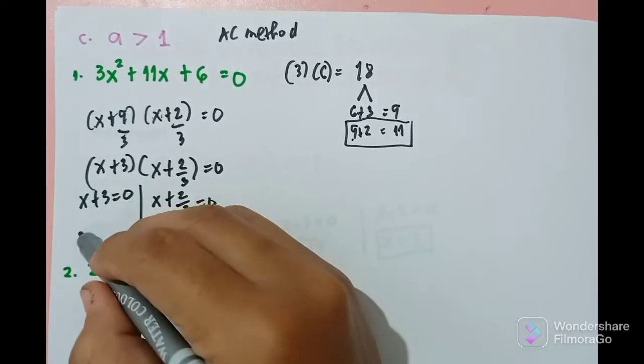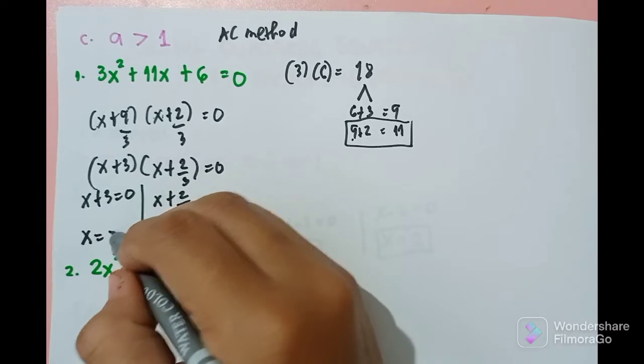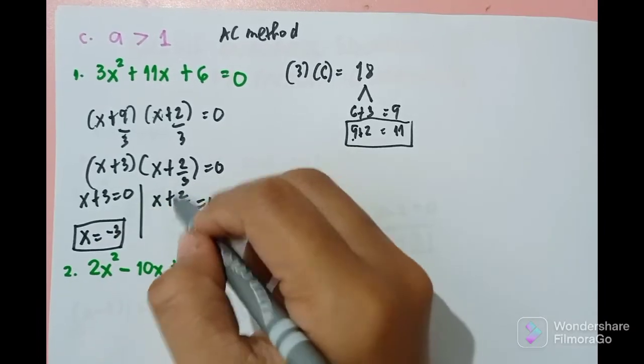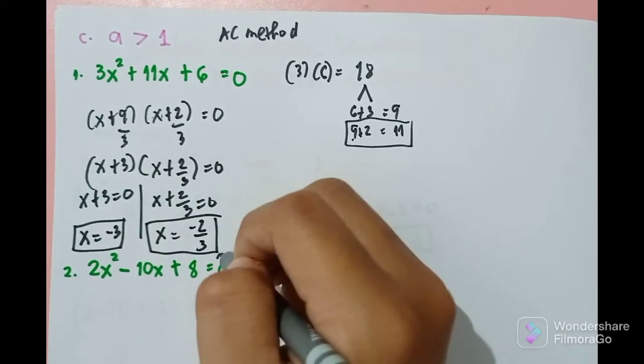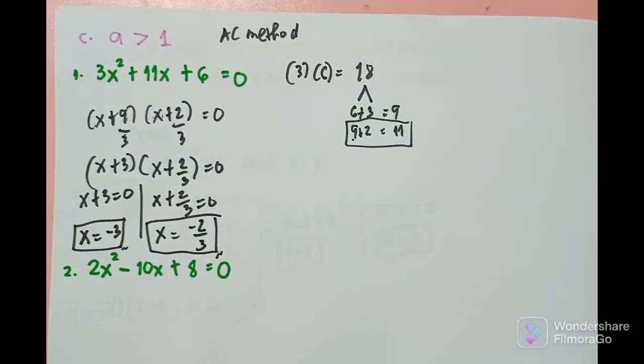So, lipat. So, x is equal to, pag nilipat to, magiging negative 3. Ito, pag nilipat, magiging x is equal to negative 2/3. Okay. Sige, example number 2.